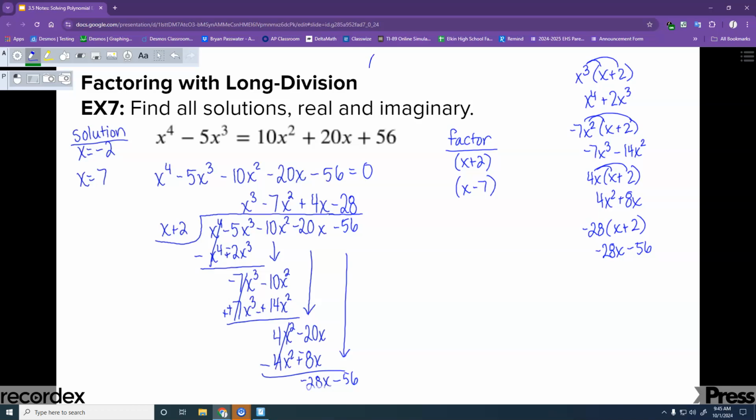So that means what I've got right now is x plus 2 times x to the third minus 7x squared. Don't pack up. We're not done. I said these are the worst. Okay? All right. We got to divide the next factor.